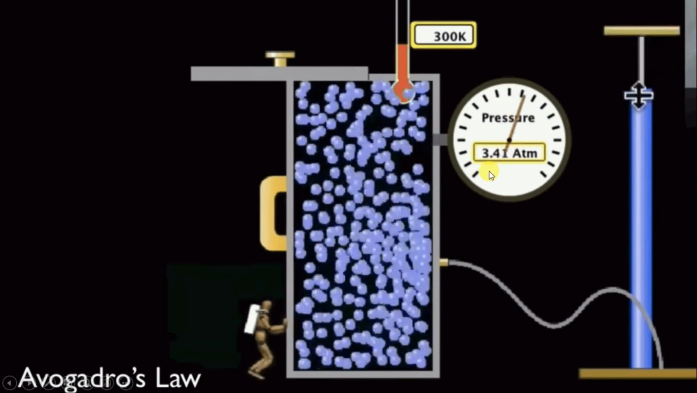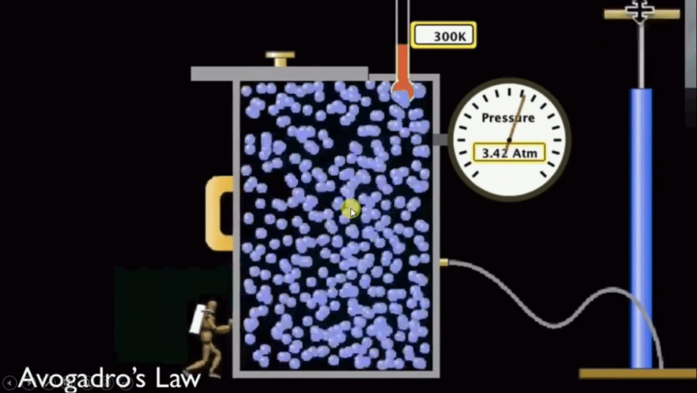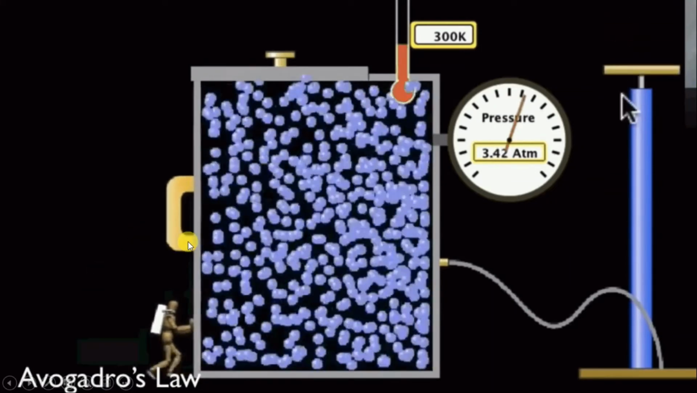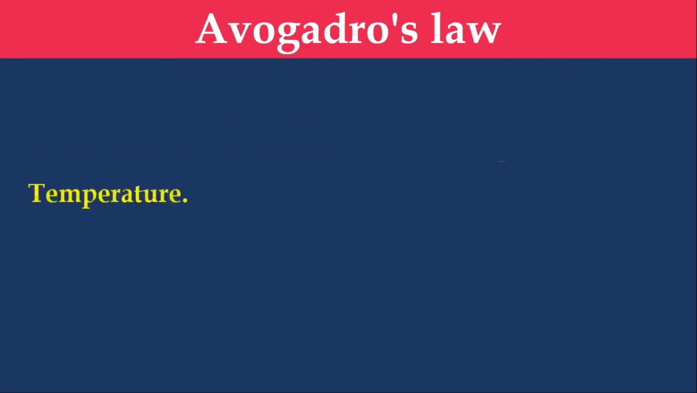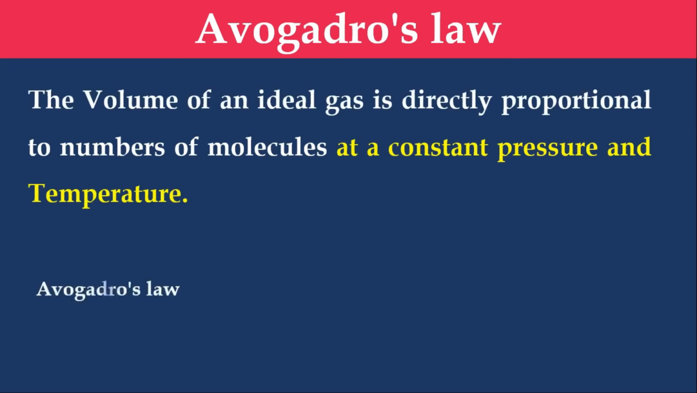But after a period of time, the pressure maintains constant, the volume keeps on increasing. So Avogadro's law says the volume of an ideal gas is directly proportional to the number of molecules. That is V directly proportional to N.